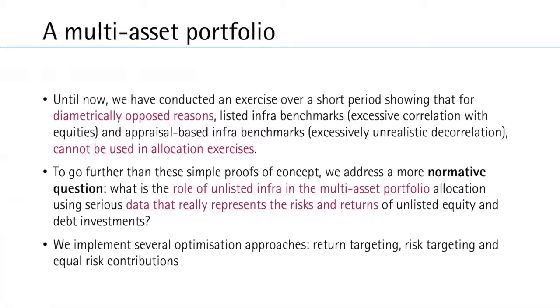And now we take a step further than this proof of concept exercise, and we address a more normative question. What should be the role of unlisted infrastructure in a multi-asset class portfolio? And more importantly, we will consider serious data that will truly represent the risk and return of this asset class. In this study, we will implement three optimization approaches: return targeting, risk targeting, and equal risk contribution. And we will compare how the allocations differ between each of these approaches, and also the role that infra equity and infra debt play in these approaches.